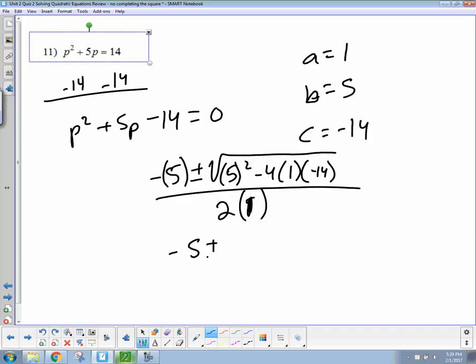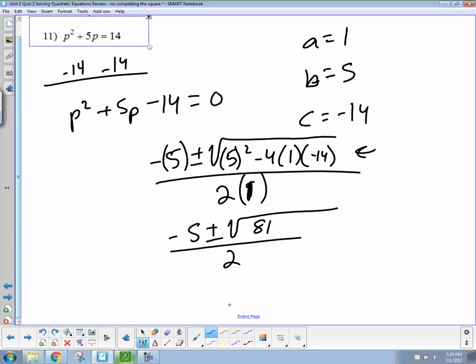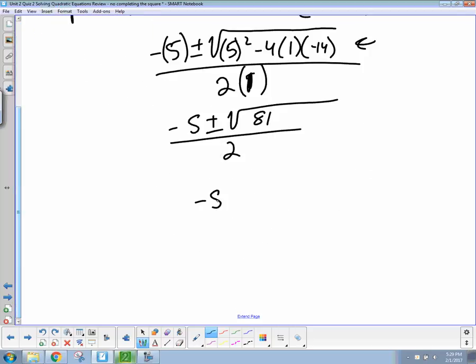The 5 squared minus 4 times 1 times 14, should be negative right there. And I get 81. All over 2. You know what the square root of 81 is? That's 9. So negative 5 plus or minus, what am I doing? Square root of 81 is 9. We just said it. Over 2.